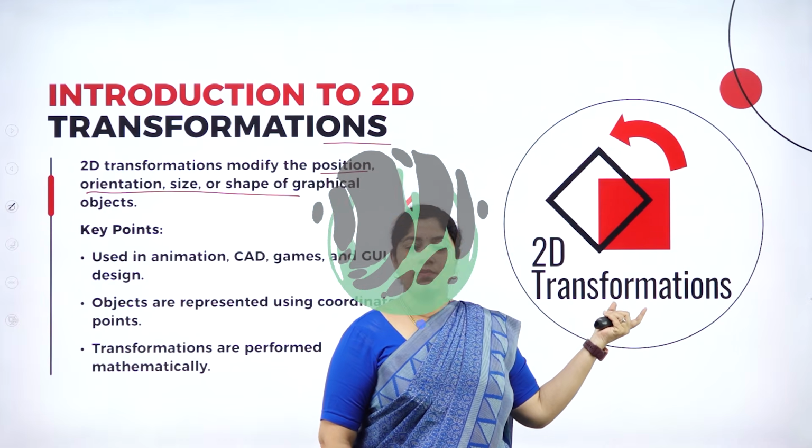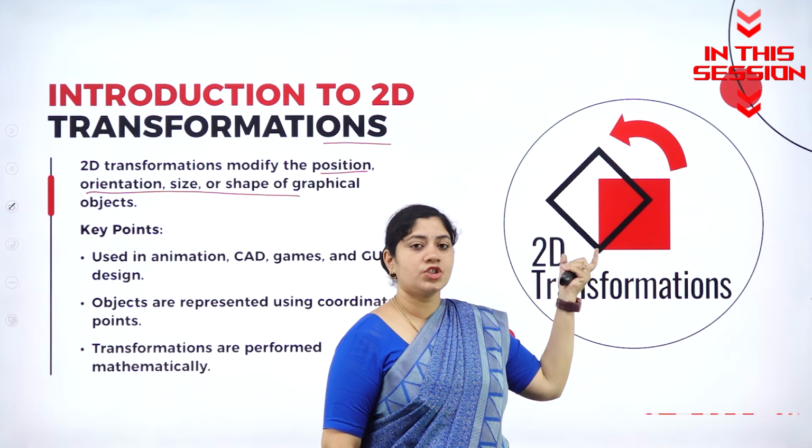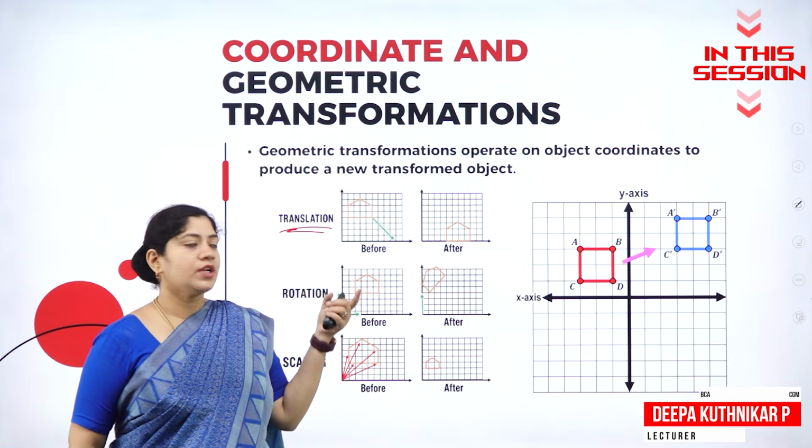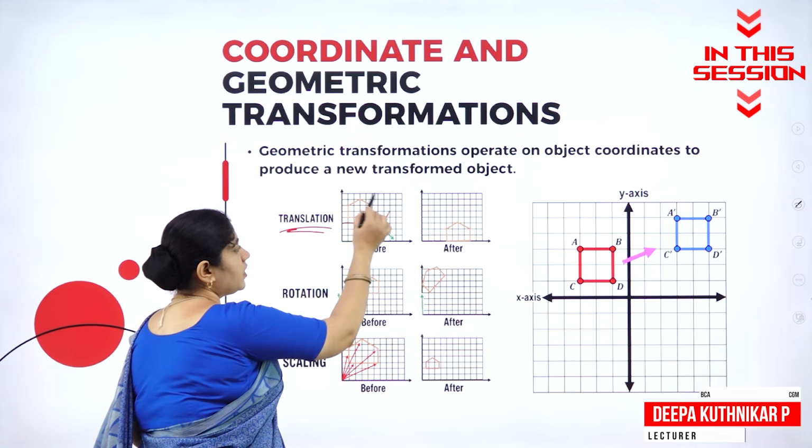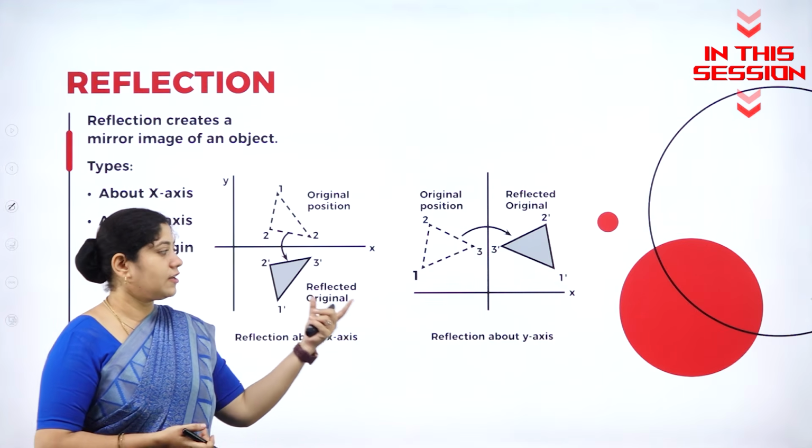So over here in this image, we can see that there are two shapes. One is a square. An object is placed at some point in a plane. Okay, so it is placed at this point. So let's understand it through the images over here.